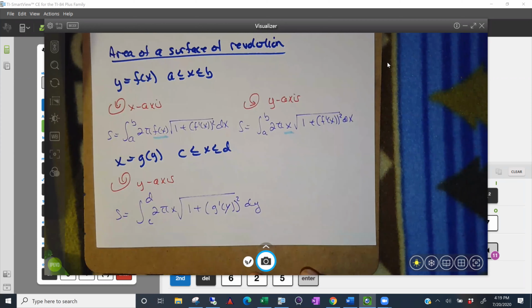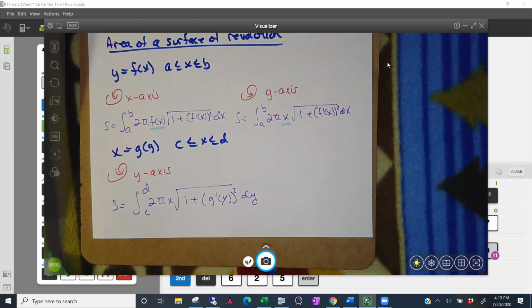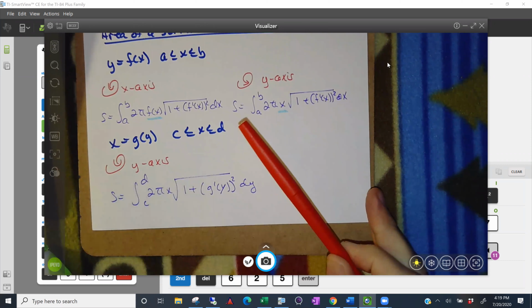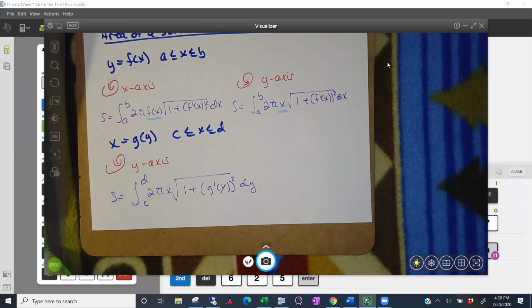You could also have a function that's x defined as some function of y. And if that's true, that's fine. Here's the formula for finding the surface area rotated around the y-axis. And I'm not going to hit you up with rotating around the x-axis. We could do that, but this is plenty of formulas for one section. Let's do a couple examples. Finish up this section and finish up our afternoon.